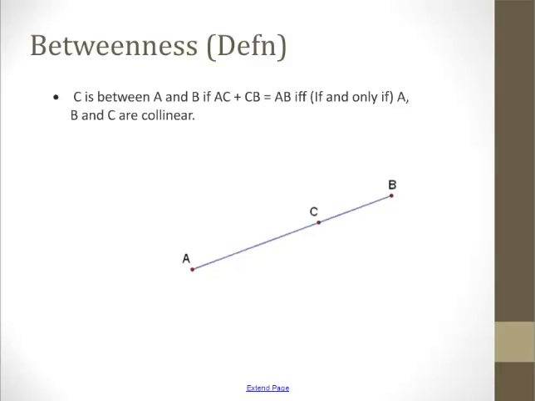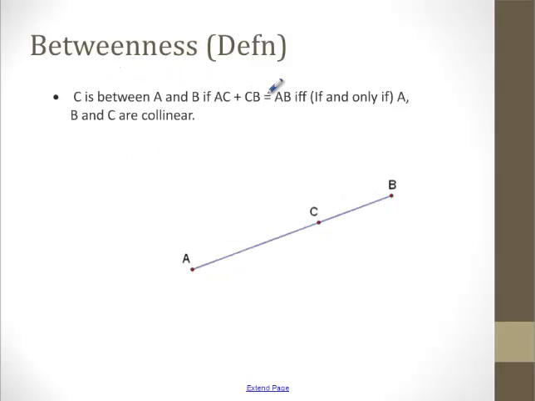So, first one, we have a definition called betweenness. C is between A and B if AC plus CB equals AB, if and only if A, B, and C are collinear. It sounds really confusing. Basically, it means C is between the two other points. You have three in a row. These two little segments add up to the whole thing. You put them together, and it makes a big segment. That's really all it means.